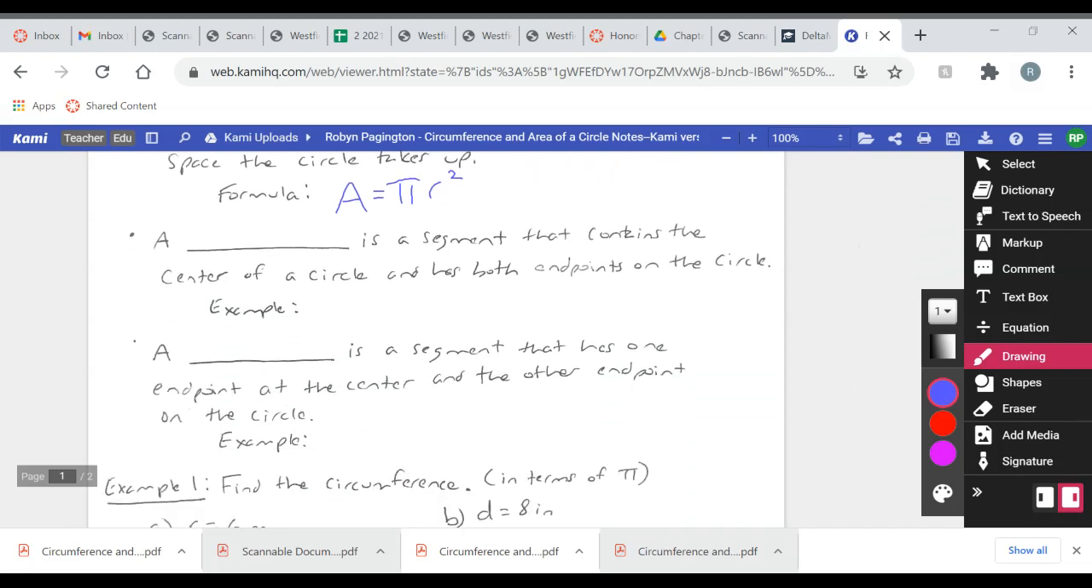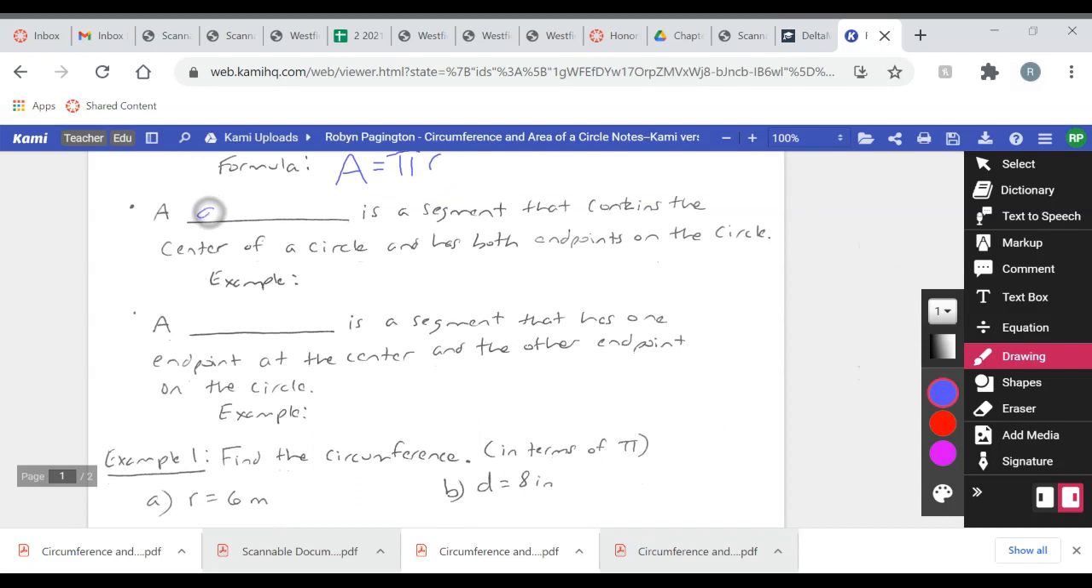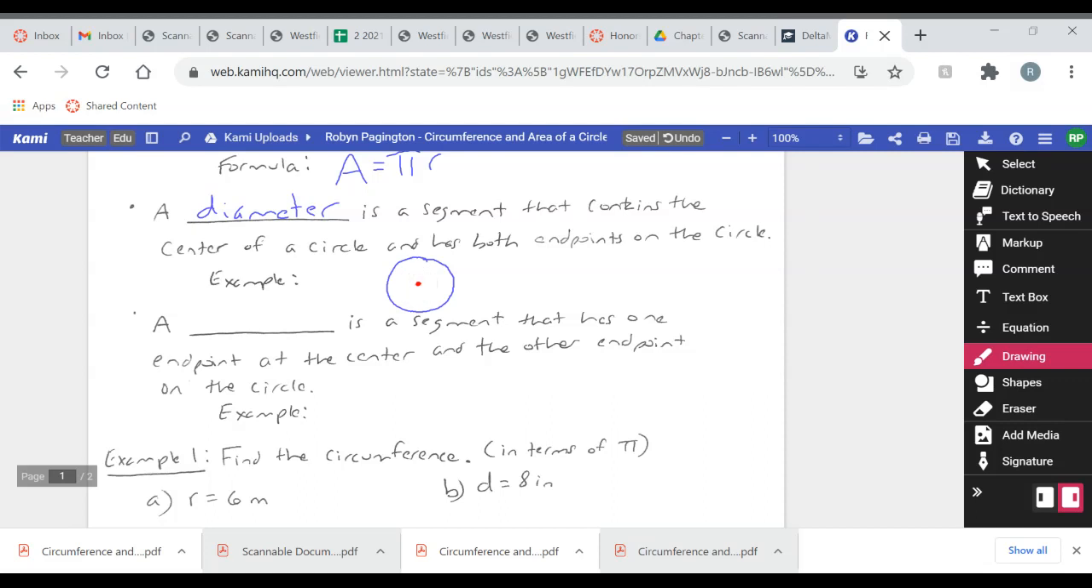The next definition here is a diameter. A diameter is a segment that contains the center of a circle and has both endpoints on the circle. An example of that would be if I draw this circle and this is my center of my circle. If I have a line through that center and say A is here and B is here, I could call AB a diameter.